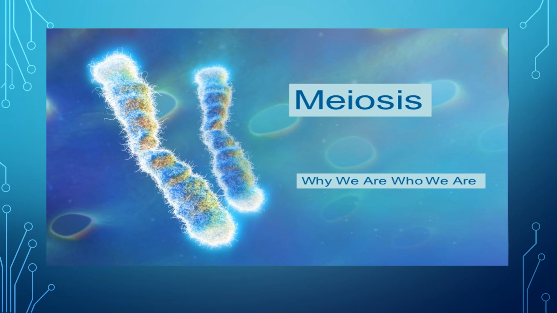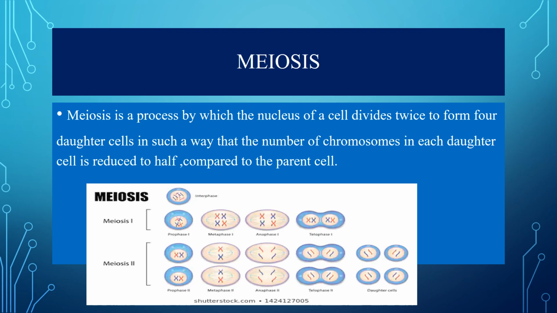Meiosis, why we are who we are. This one is the second division. We have done all about the mitosis. Now we will do about the meiosis. Meiosis is a process by which the nucleus of the cell divides twice.